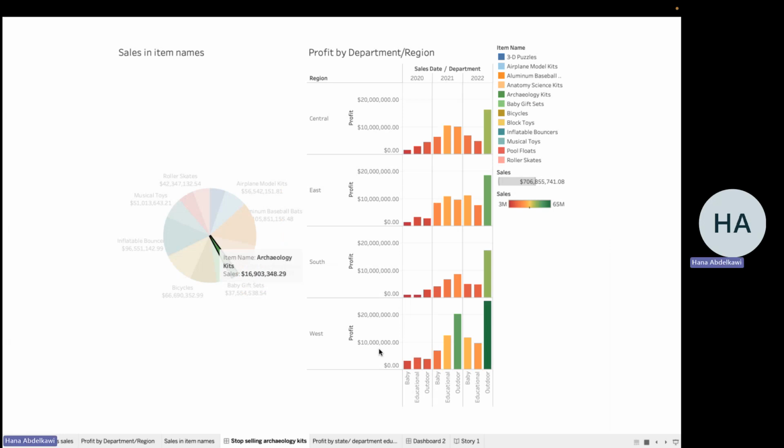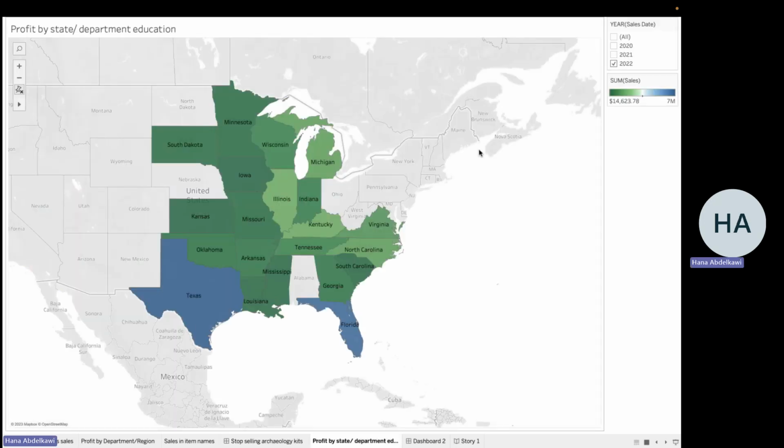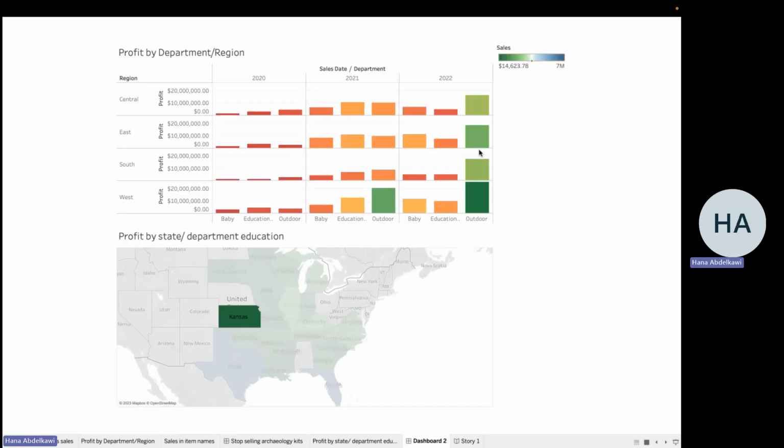Now, in this dashboard, I wanted to highlight the point I made earlier in the other diagrams. In this specific category, which is the archaeology kits under education, I believe that if we stop selling this item in the central and southern regions, it could boost the average of sales in both these regions in the education department. We're going to talk about this more in the story.